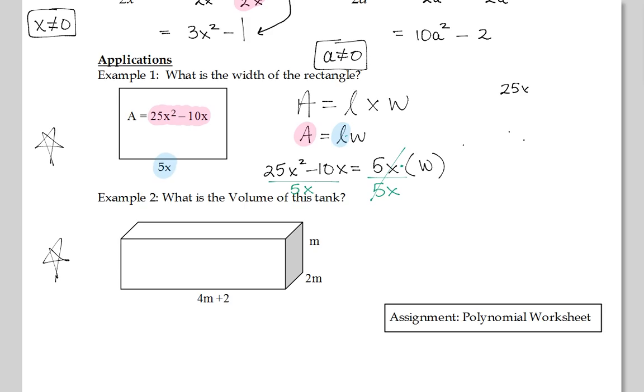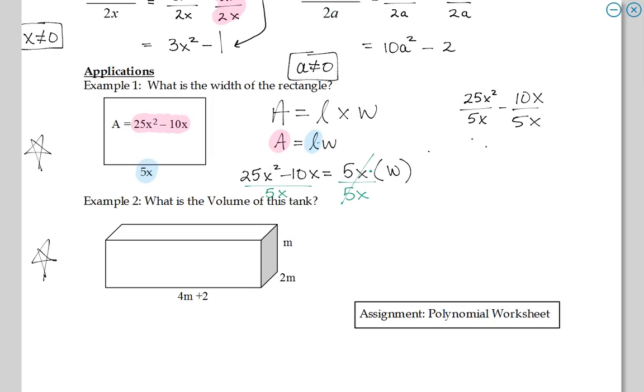All right, 25x squared divided by 5x, take away 10x divided by 5x. This equals w. Dividing each one of those separately, I got 5x minus 2 as w. 25 divided by 5 is 5. x squared divided by x is x to the 1. 2 take away 1, 1. 10 divided by 5, 2. x divided by x, 1. You don't need to write the 1. And it stays negative, yep.